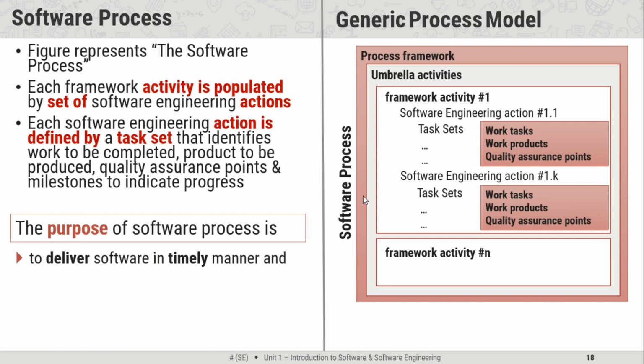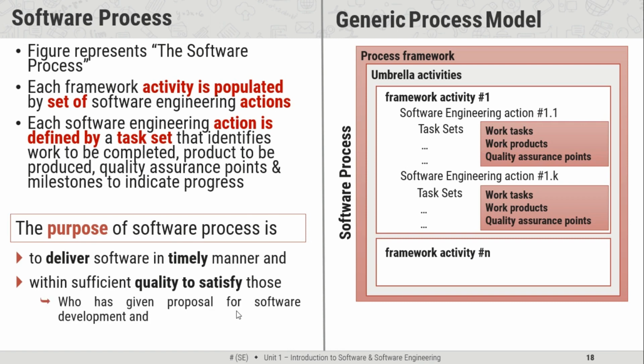So what is the purpose of the software process? Why are we dividing our whole software goal into the smallest possible things? So that we can work on the smallest possible thing. Then we can check whether we can deliver our software in a timely manner and with sufficient quality to satisfy those who gave the proposal for the software development and those who will use the software. So just to deliver our software in a timely manner and to ensure its quality, we use this software process. We have different software process models. Generally, in most cases we have the waterfall model, rapid application development model, and spiral model. These are all examples of software process models, and all of them follow this kind of structure, where each is divided into activities.